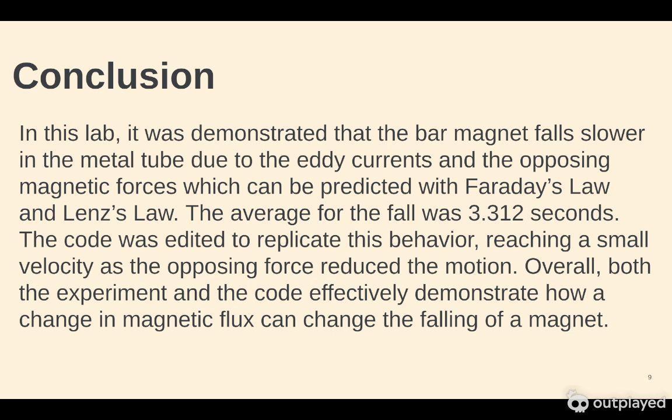The conclusion of this lab: it was demonstrated that the bar magnet falls slower in the metal tube due to the eddy currents and the opposing magnetic forces, which can be predicted with Faraday's law and Lenz's law. The average fall was about 3.312 seconds. The code was edited to replicate the behavior, reaching a small velocity as the opposing force reduced the motion. Overall, both the experiment and the code effectively demonstrate how a change in magnetic flux can change the falling of a magnet.